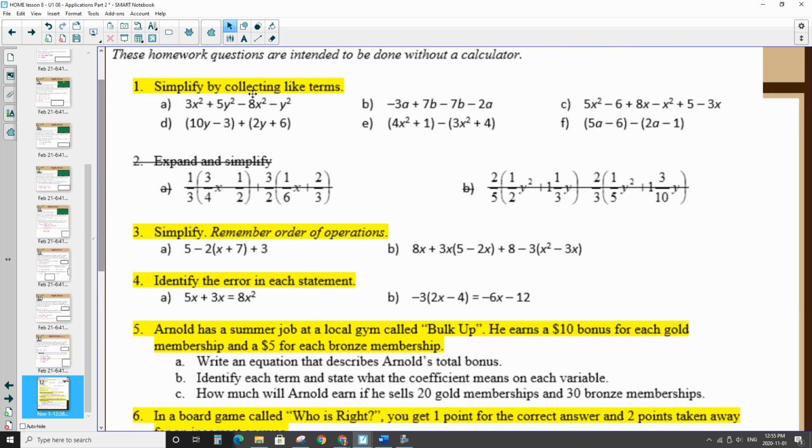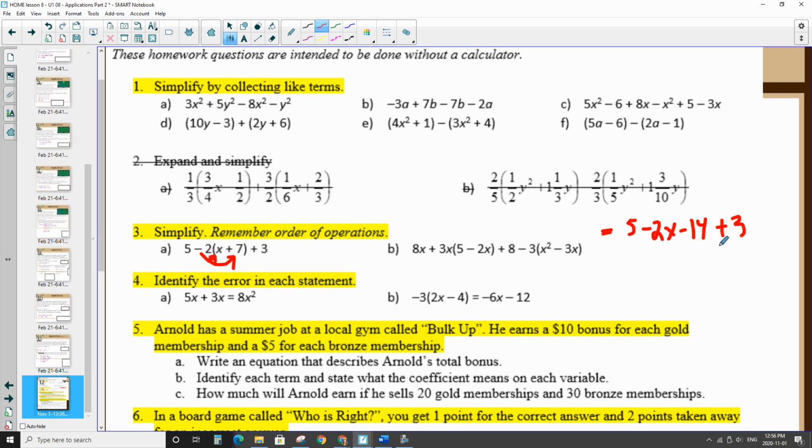So there's some collecting like terms at the start. There is simplifying. Be careful with these questions here. You're not going to subtract 5 minus 2, right? Don't do that. It's a very common mistake. You want to get rid of this bracket first, which means you're multiplying negative 2 times x and negative 2 times 7 in the first step. Maybe I'll write this out for you on the side here. So what you should end up with is 5, and then negative 2 times x is minus 2x, and negative 2 times 7 is negative 14. That eliminates the bracket, and then you've got a plus 3 at the end.